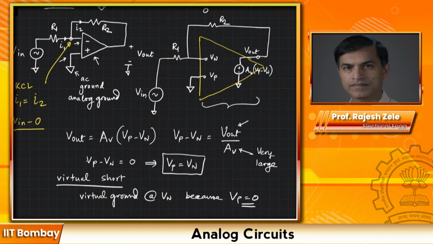0. Why am I using this 0? Because this is connected to analog ground, or a 0, and as a result the negative terminal also became virtual ground. So Vn minus 0 divided by R1 is equal to 0 minus Vout divided by R2. So that is the equation that we have to use.